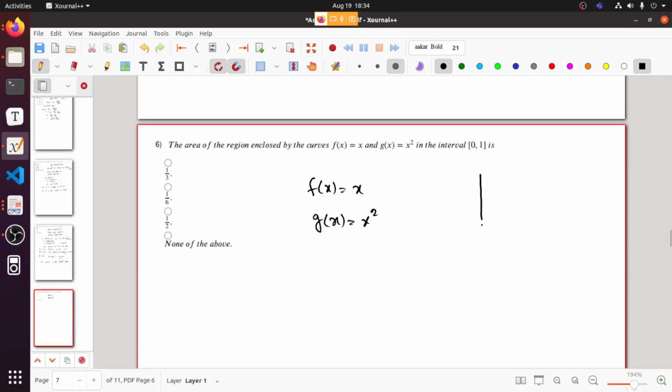So just draw these two curves. It is 0 and it is 1. f(x) equals x is the straight line, right? And g(x) equals x square, how does this curve look? This is the graph of x square, right? So this is the point 1, right?